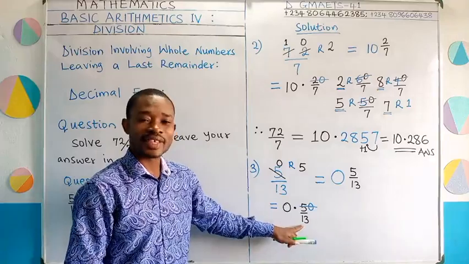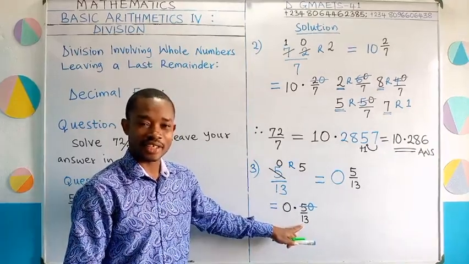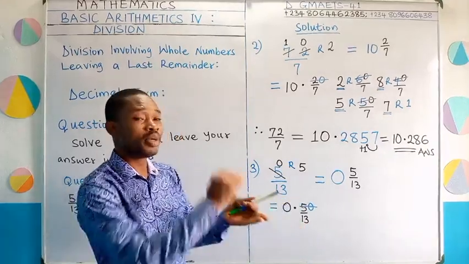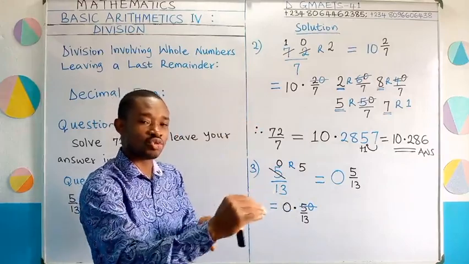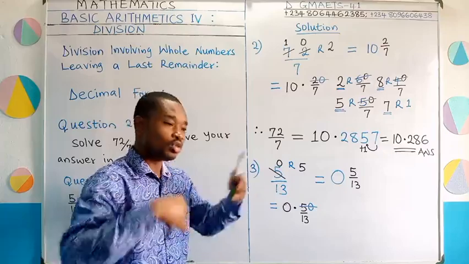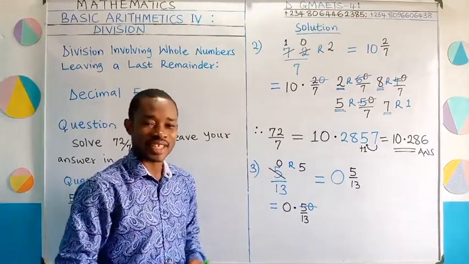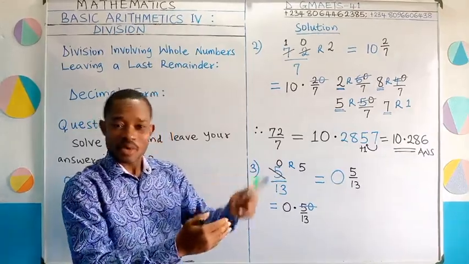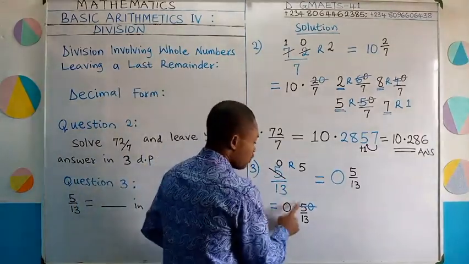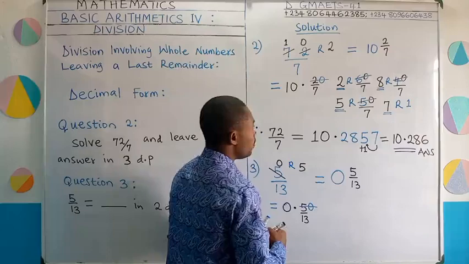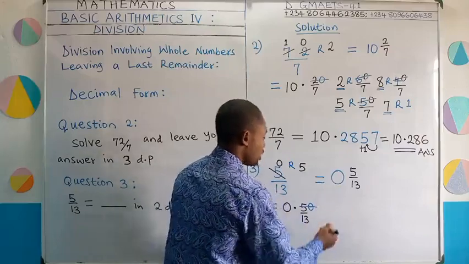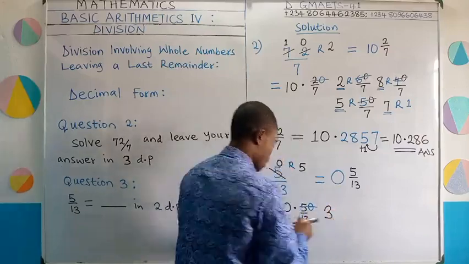If I multiply 13 by 3, I'll get 39. And of course, 50 will be between 39 and 52. In the 13 times table, you go for the smaller one, which is 13 times 3, which gives me 39. So 50 divided by 13 will be 3 times. I'll write it, it's going to be 3 whole times.